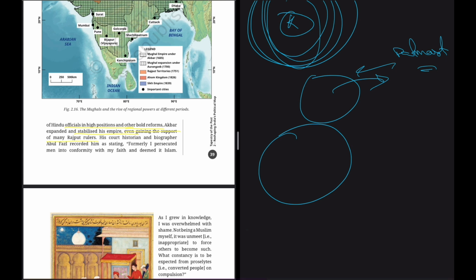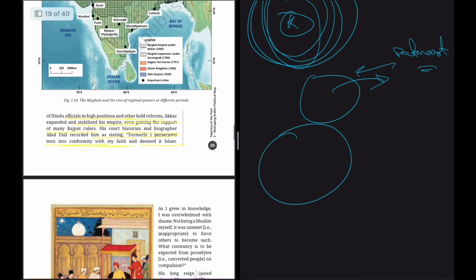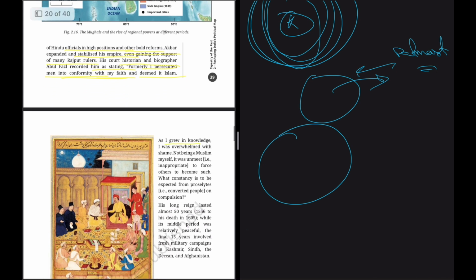And his court historian and biographer Abdul Fazl recorded him as stating, "Formerly I persecuted men into conformity with my faith and deemed it Islam. As I grew in knowledge, I was overwhelmed with shame, not being a Muslim myself. It was unmeet, inappropriate to force others to become such. What constancy is to be expected from proselytes, converted people on compulsion?"